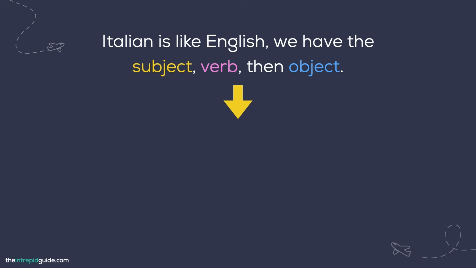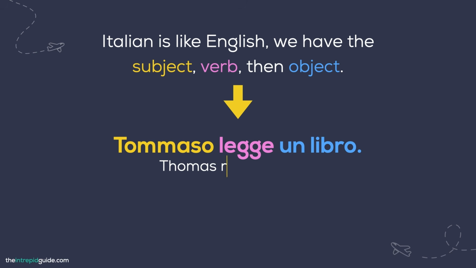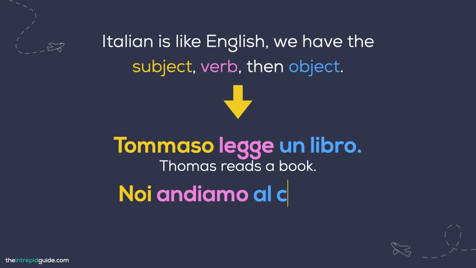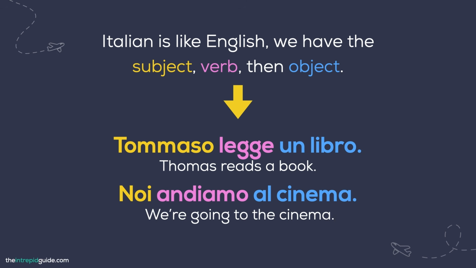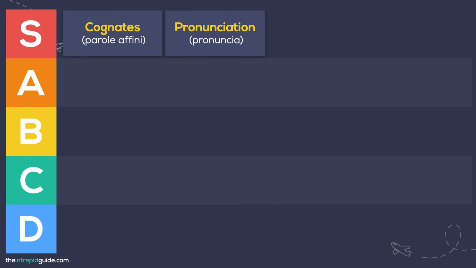Take a look at these examples. Tommaso legge un libro. Thomas reads a book. Andiamo al cinema. We're going to the cinema. So where does Italian word order rank? Well, it goes in the A tier for almost effortless.